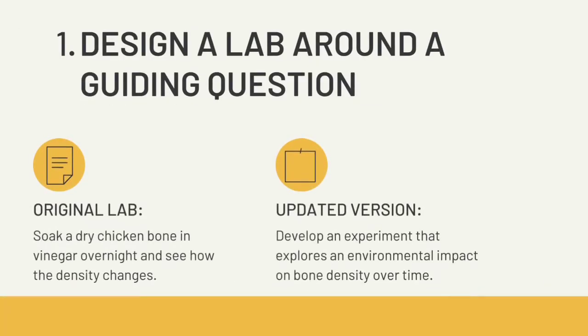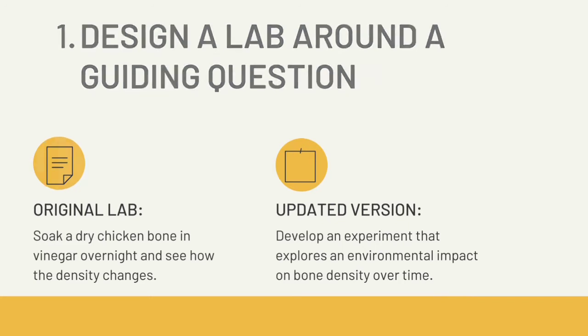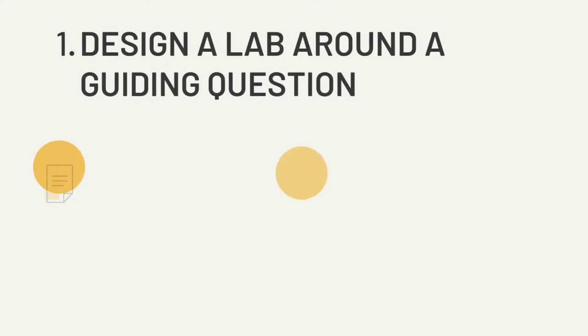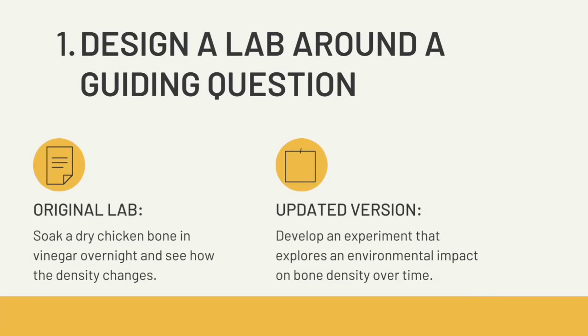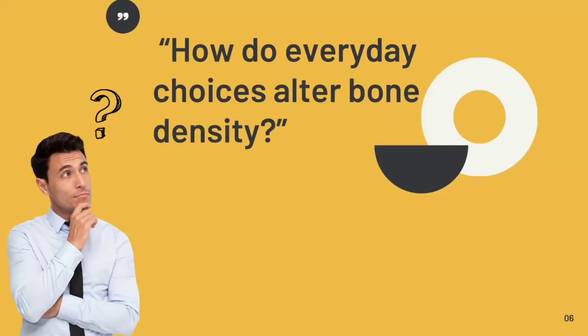First, design a lab around a guiding question. Original lab: soak a dry chicken bone in vinegar overnight and see how the density changes. Updated version: develop an experiment that explores an environmental impact on bone density over time. To implement this idea in your classroom, start with a guiding question. For example, how do everyday choices alter bone density?